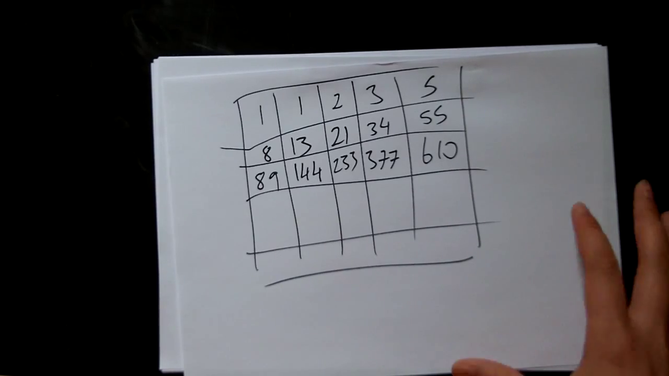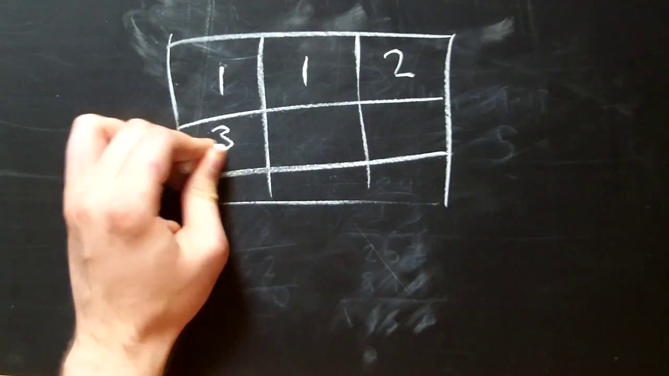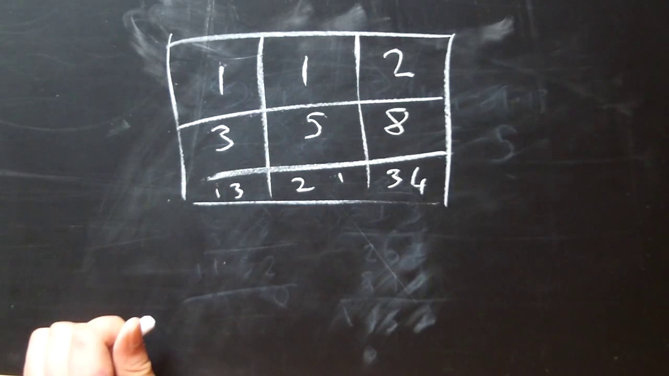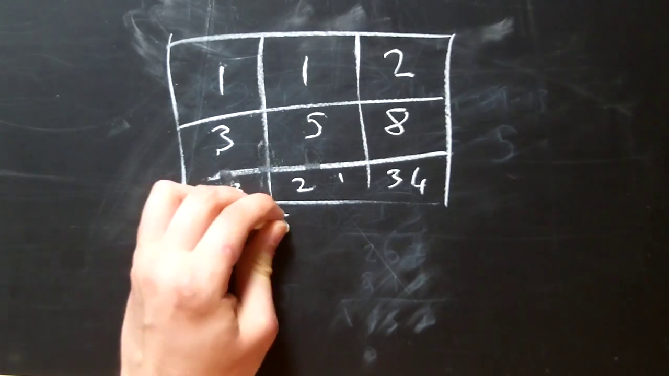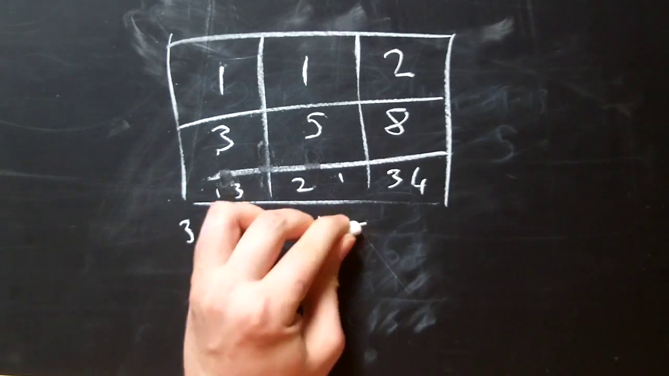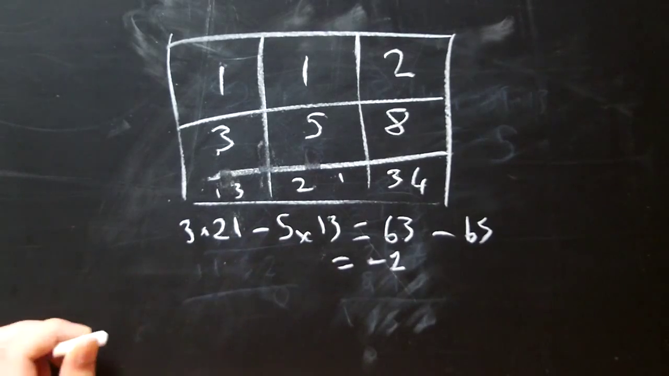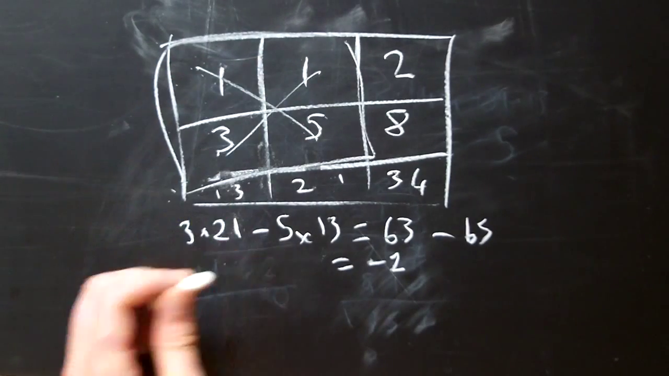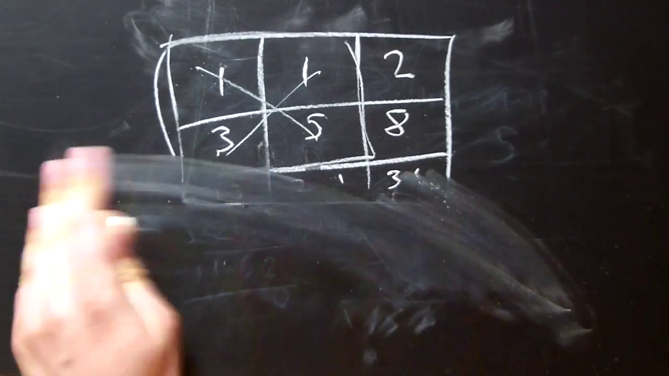So if I draw out another grid, we'll try that. I'll do this one in chalk. Just a really small one. 1, 1, 2, 3, 5, 8, 13, 21, 34. Let's take this one, 3, 5, 13, 21. So 3 times 21 minus 5 times 13 is 63 minus 65, which is minus 2. Cool. I haven't checked the trivial one yet. 5 minus 3 is 2. So in this one, the determinant's always plus or minus 2. Pretty cool. So, what's happening?